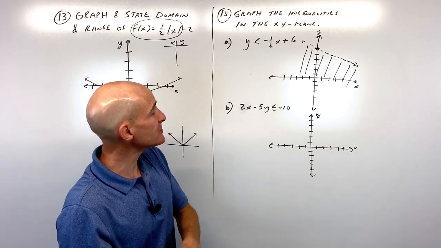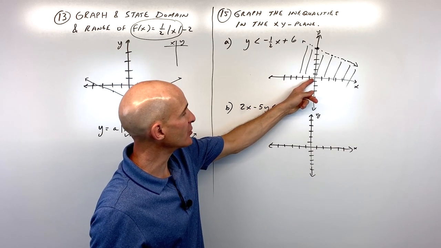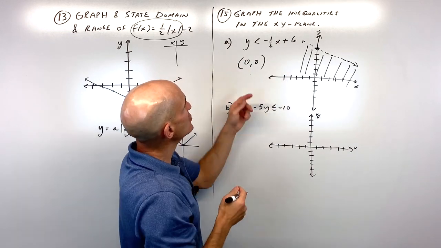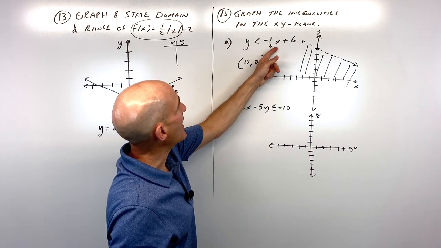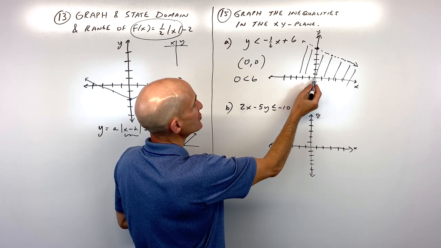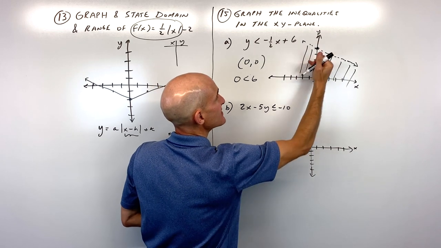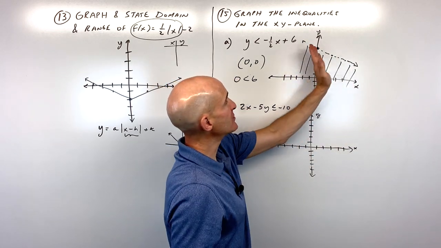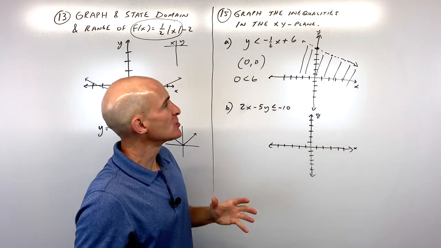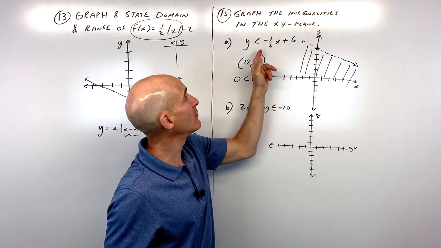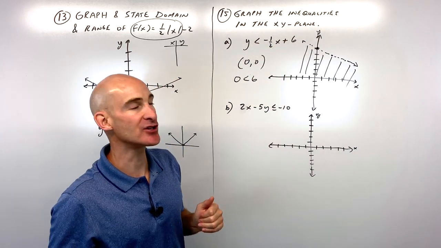Now another way to do this is to pick a test point, and a good test point to pick is the origin, 0, 0. What you would do is put 0 in for y, 0 in for x, so that comes out to 0 is less than 6. That's actually true, 0 is less than 6, so that's the side of the line that you want to shade. If it was false, then you would shade the other side. So two different options: the test point method, or less than below, greater than above, since the y controls the vertical direction.